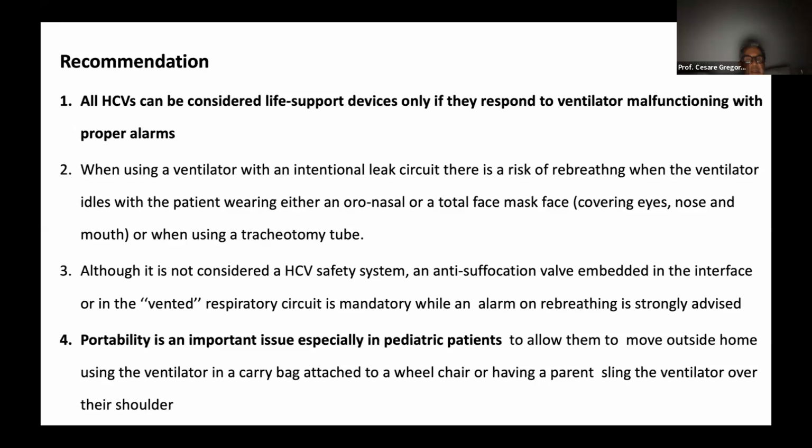Although it's not considered a home care ventilator safety system, an anti-suffocation valve embedded in the interface on a vented respiratory system is mandatory, while an alarm on the breathing system is strongly advised in a vented configuration. Portability is a very important issue, especially in pediatric patients, to allow them to move outside the home, using the ventilator in a carry bag attached to the wheelchair or having parents sling the ventilator over their shoulder.